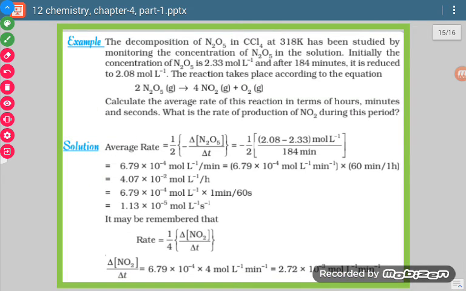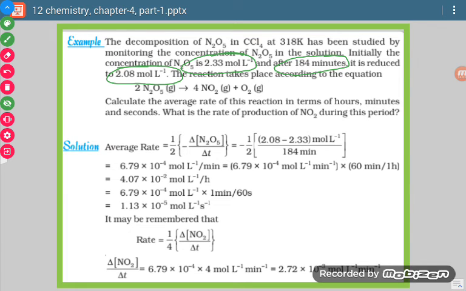Now let us solve this example. What is given? The decomposition of N2O5 in CCl4 at 318 Kelvin has been studied by monitoring the concentration of N2O5 in the solution. Initially the concentration of N2O5 is this. So the initial concentration is given, and after 184 minutes. So this is the time interval. Okay, delta T is 184. It is reduced to this.